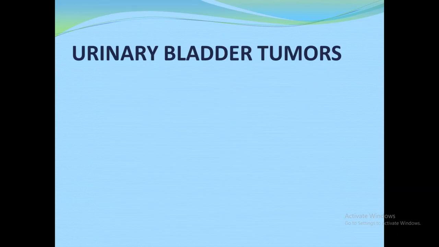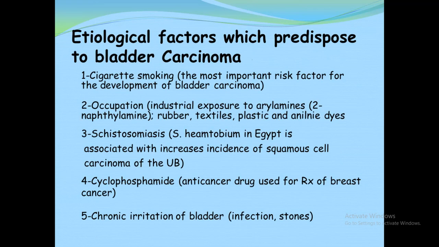Urinary bladder tumors هنا risk factors also for that predispose for bladder carcinoma بغض النظر عن نوعها. عندنا cigarette smoking. The most important risk factor for the development of bladder carcinoma هو cigarette smoking. Occupational hazards, exposure to naphthylamine, 2-naphthylamine.